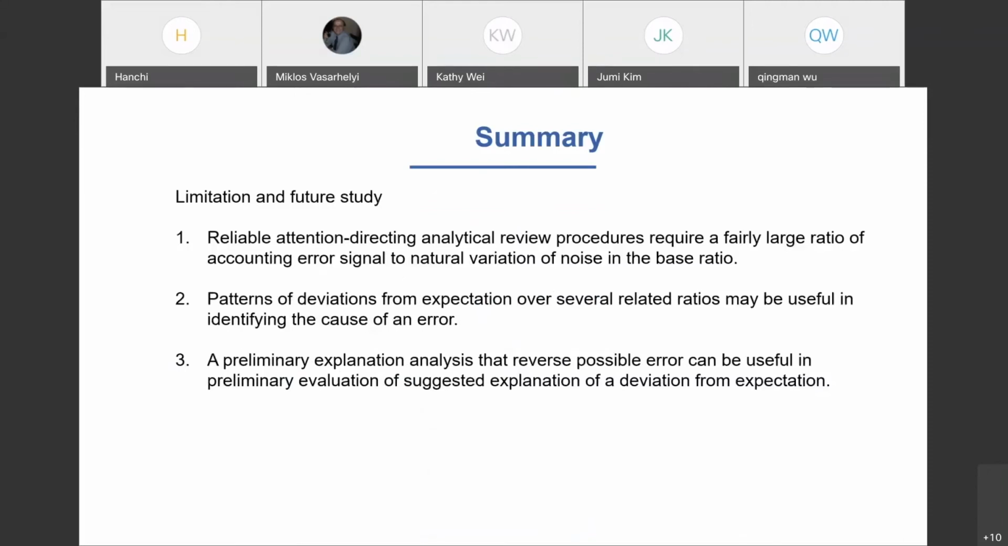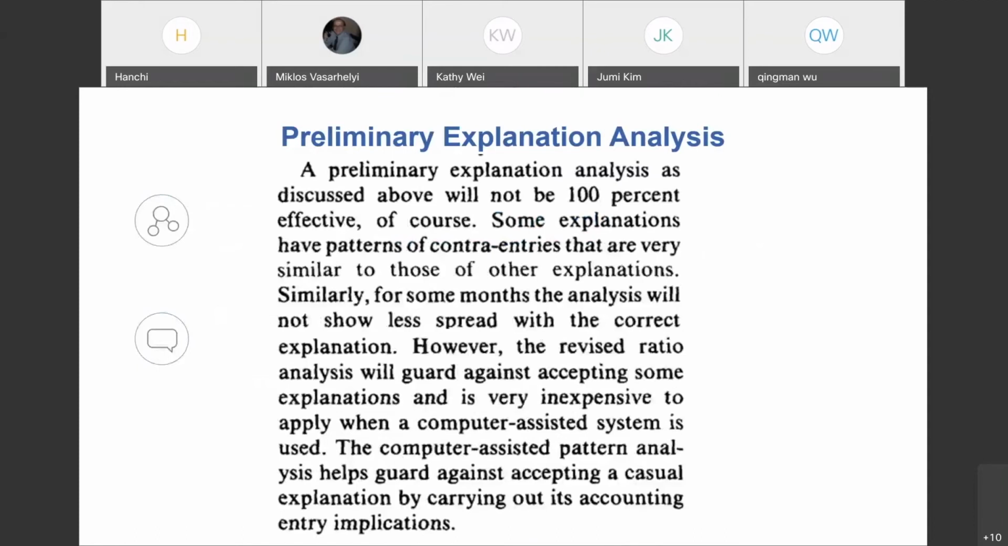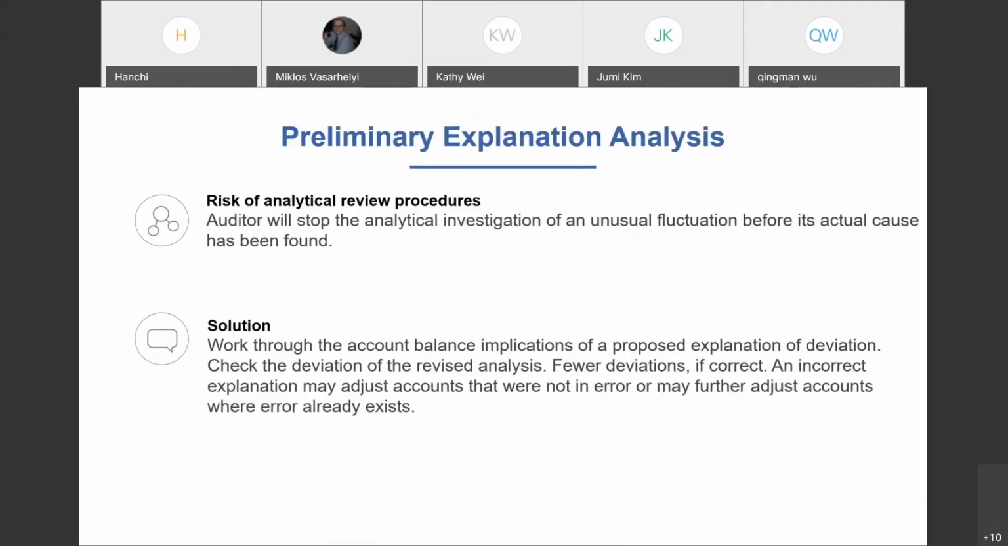Hanchi? I'm thinking. I'm not sure. Yeah, I think maybe we should have a more detailed look at the method. I mean, how they design the rules, all the details. But yes, I don't know.